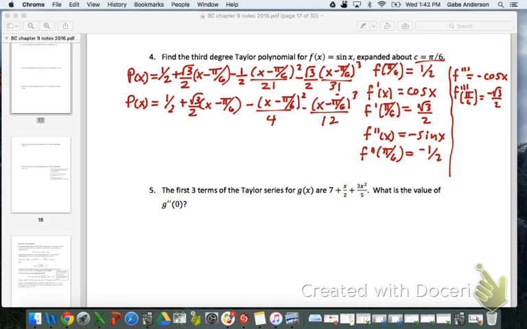Okay, so we're going to do a couple more here. Take a look at number 5. Number 5 says, the first 3 terms of the Taylor series for g of x are the following terms. You see them right there, the first 3 terms. What is the value of g double prime of 0? Pretty common question. And so here's what we're going to do.